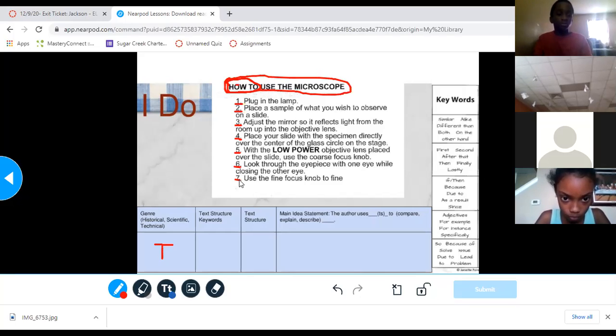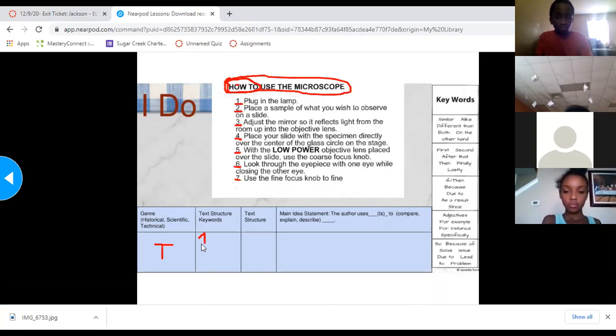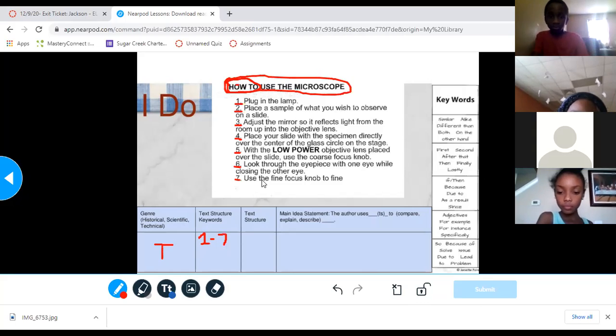So while I don't have specific words in here that say first, second, after, then, finally, I have numbers, which is the same. 1, 2, 3, 4, 5, 6, 7 is going in order. So my text structure keywords are the numbers 1 through 7. And I'm going to put 1 through 7, and I also have each number underlined. So if you're drawing along with me, you should have a T in the genre box for technical. You should have the text structure keywords 1 through 7 already underlined.